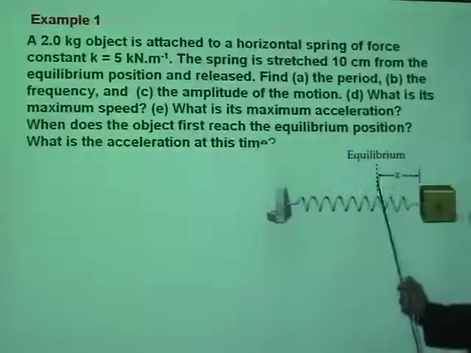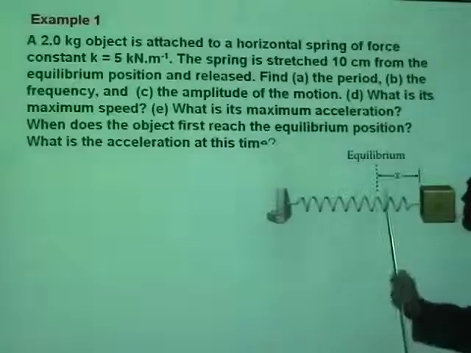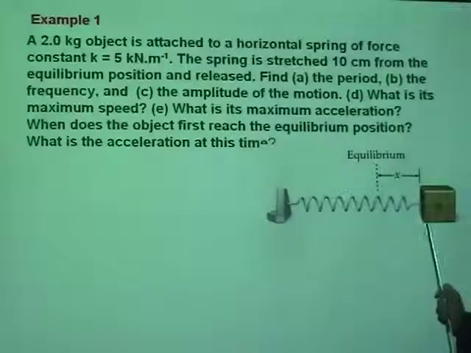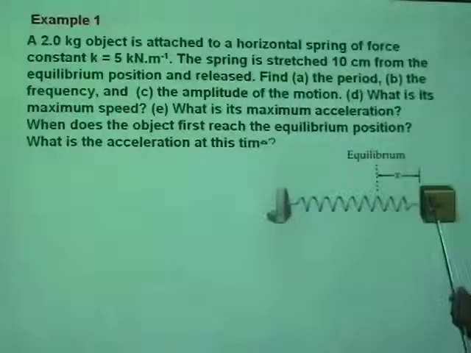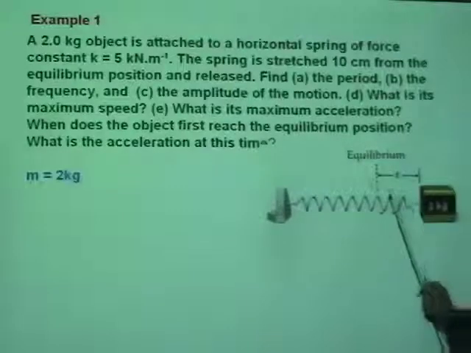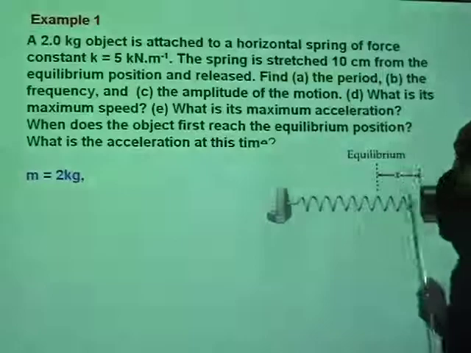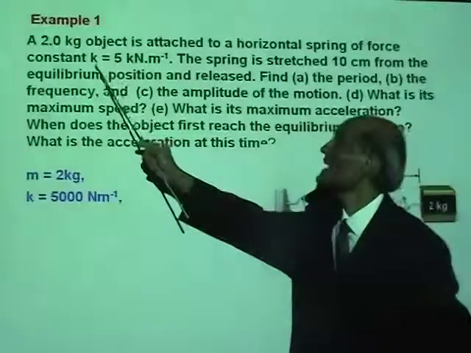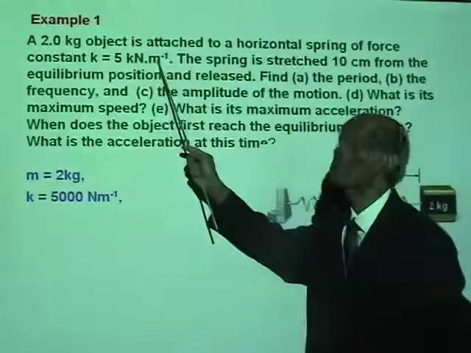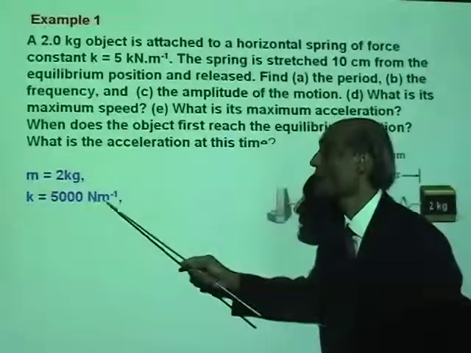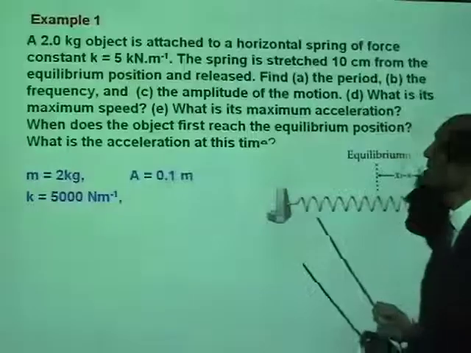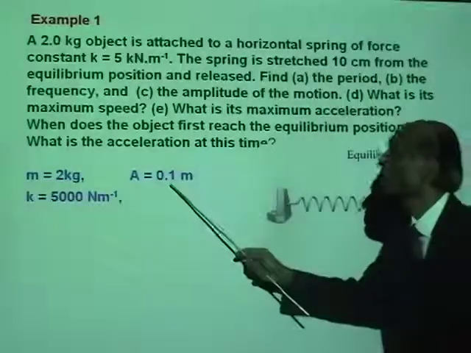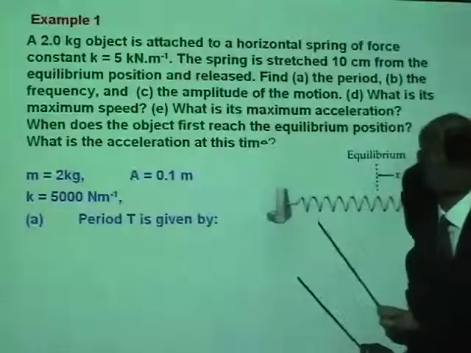Here is the situation. This is the equilibrium position. And the object is pulled to the right a distance of 10 centimeters. Mass of the object is 2 kilograms. The spring constant is k equal to 5 kilonewton per meter, 5,000 newton per meter. Amplitude is the maximum displacement, 0.1 meter.